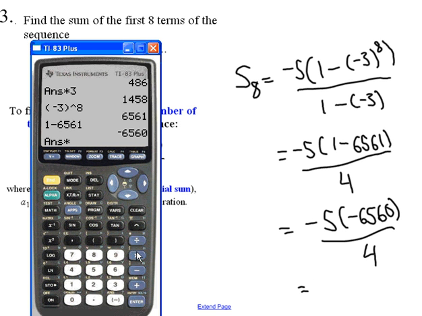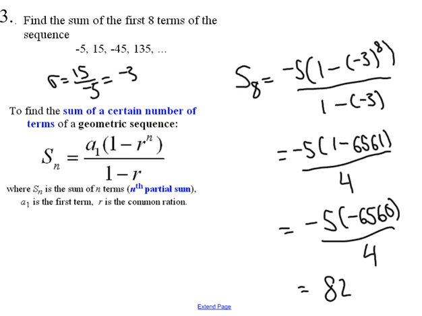So negative 6560 times negative 5, that's 32,800 divided by 4. The answer is 8,200. And that's the sum of the first 8 terms.